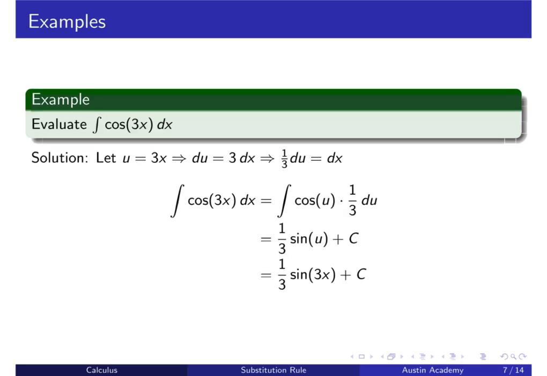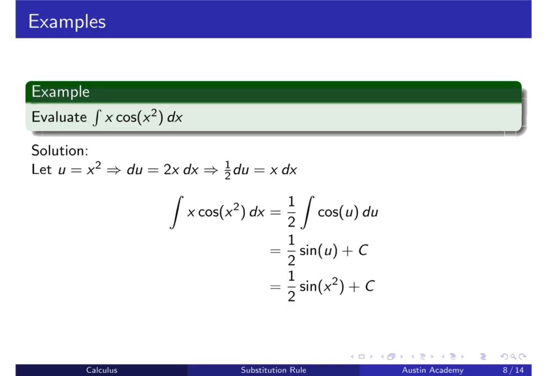Example 2. Evaluate the integral of cosine of 3x dx. Let u equal 3x, so du equals 3 dx, or dx equals 1/3 du. Now the integral becomes 1/3 times the integral of cosine u du, which equals 1/3 sine u plus c, or 1/3 sine of 3x plus c.